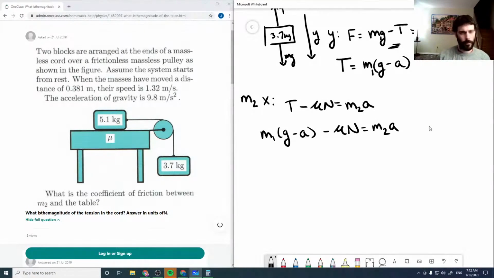As we have some of these quantities. Oh, sorry. That's just our equation that we can use to get for our mu, but we actually have more information because what we're told is that when the masses have moved a distance of 0.38, their speed is 1.32. So that means, how do I draw this here? So we've got 5.1 kilograms.